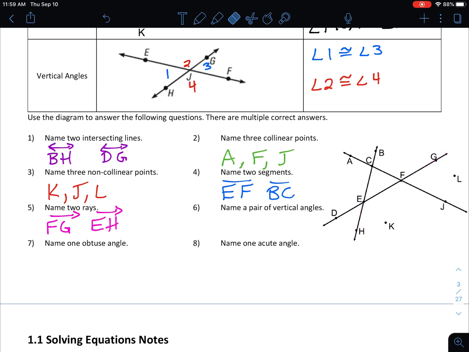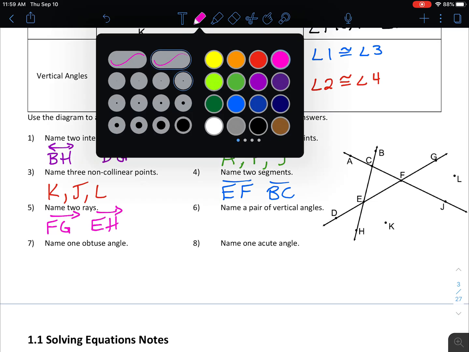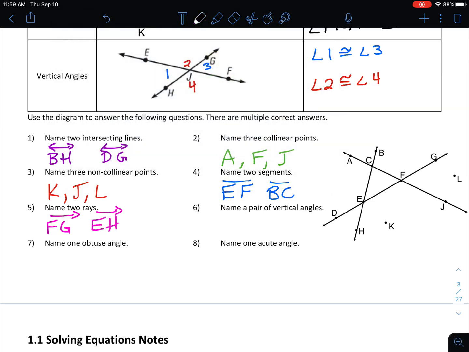All right. For number 6, we're going to name a pair of vertical angles. So for vertical angles, we look for a pair of angles such as where I've just labeled number 1 and 2, just to get some practice with naming those. For angle 1, we could call that either angle DEH or angle HED. For angle number 2, we could call that CEF or angle FEC.